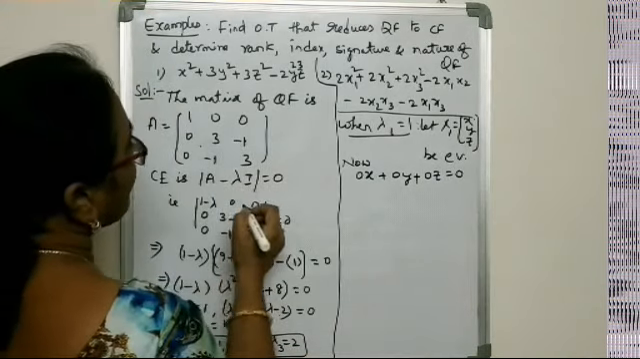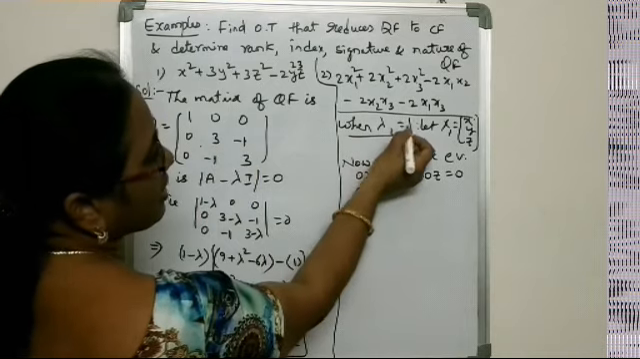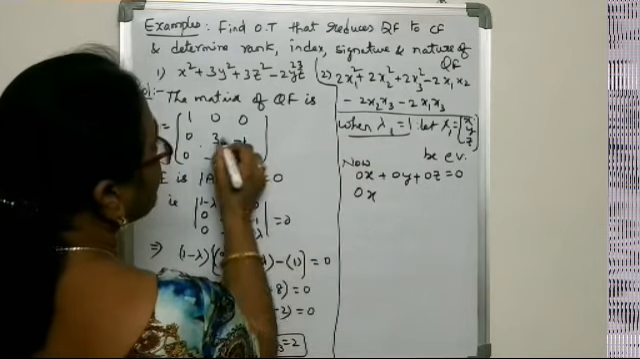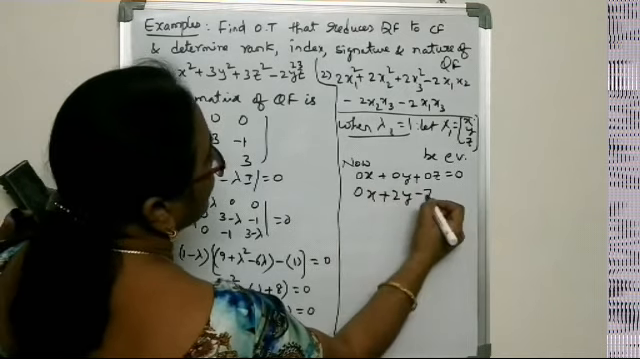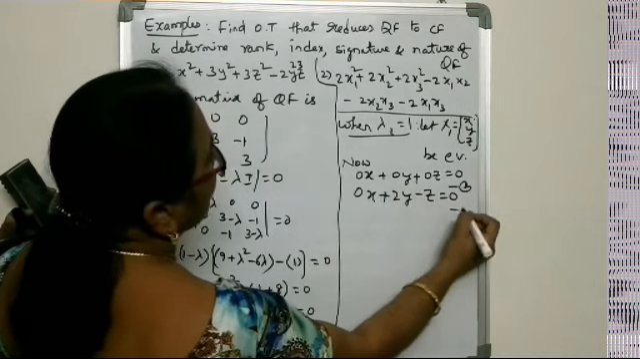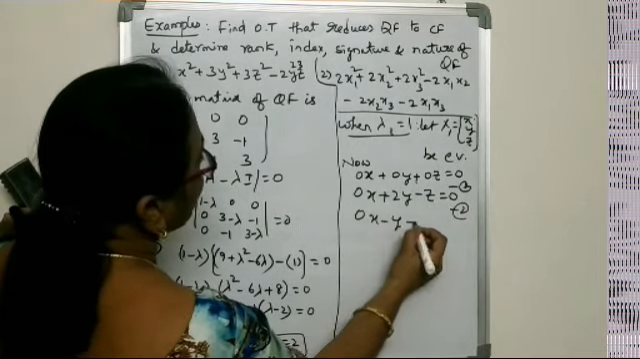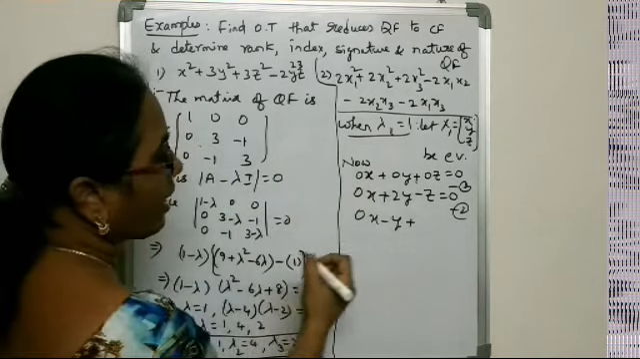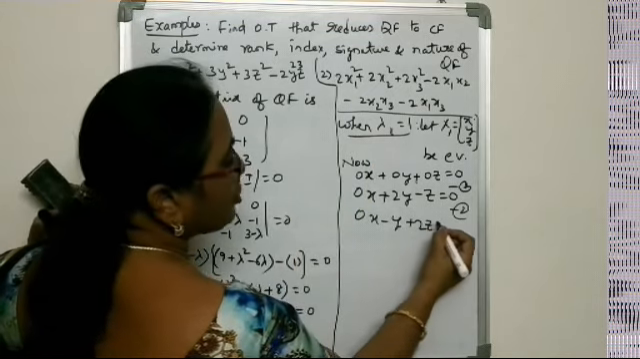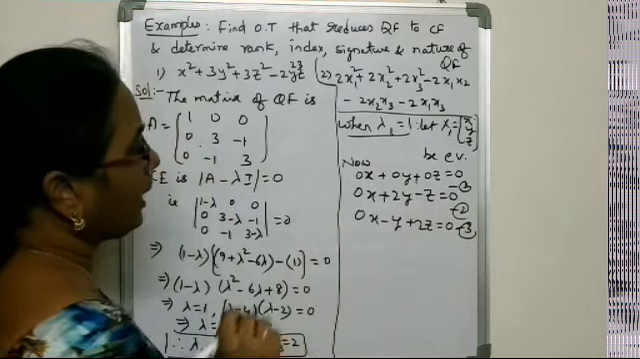From the second row, we have 0 into x, and from the diagonal we take 3 minus 1, so we get 2 into y minus 1 into z, minus z equal to 0. From the third row, we have 0x minus y plus 3 on the diagonal, from which 1 has to be subtracted, so we get 3 minus 1, 2, z equal to 0. We have the first equation completely 0.